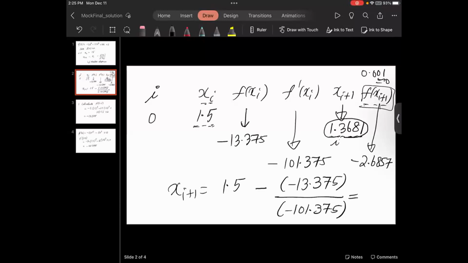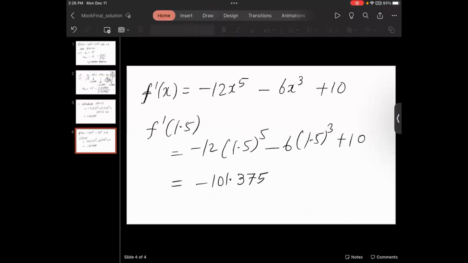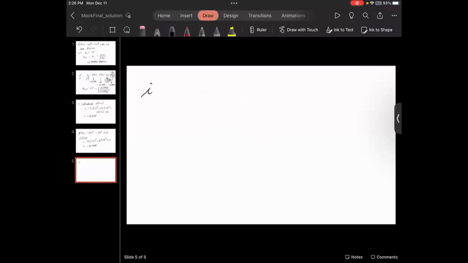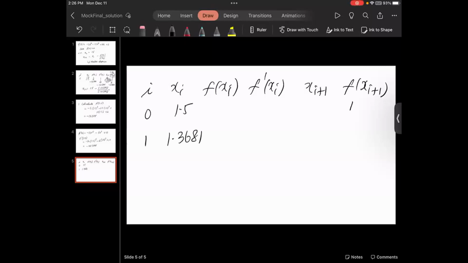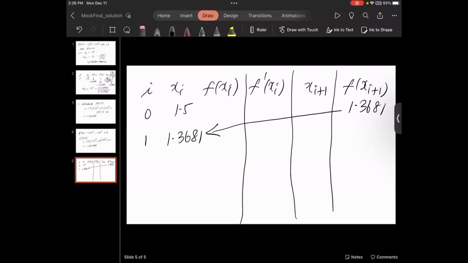So this becomes i equal to 1. Then in the next row, you have i, x_i, f of x_i, f dash of x_i, x_i plus 1, f of x_i plus 1. That's the sequence. So we have 0, 1.5, 1, 1.3681. This number directly comes over here. Now you have to go through these values: what is f of x, what is f dash of x, what is x_i plus 1.